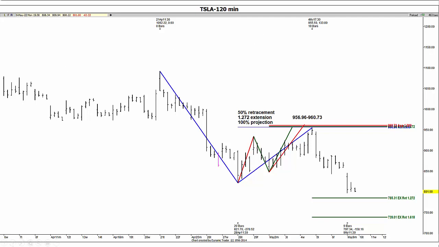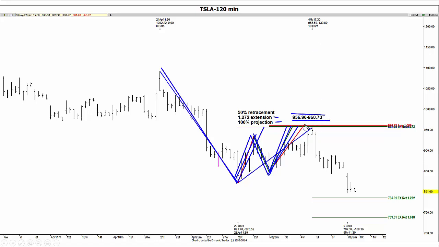But here's another two-step pattern where you're correcting with a zigzag pattern. You're correcting a prior swing. So we had 100% of the first swing up. Looks like that came in 960.73. We had a high to low of that middle portion of the zigzag with a 1272 extension. And then we also had a retracement of this prior high to low. So we had a 50% retracement, a 1272 extension, and a 100% projection. It came in at 956.96 to 960.73.